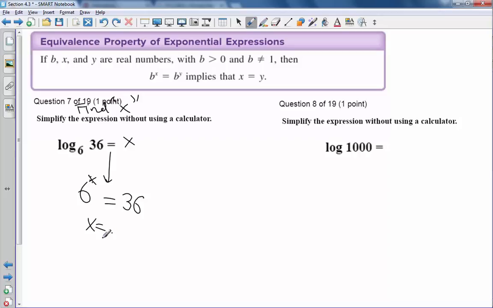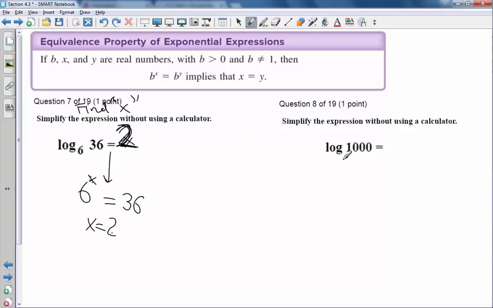2. Congratulations, you just found your first logarithm. You found this is 2. By looking at this as an exponential expression, I'm figuring out x that way. Okay? How about here?